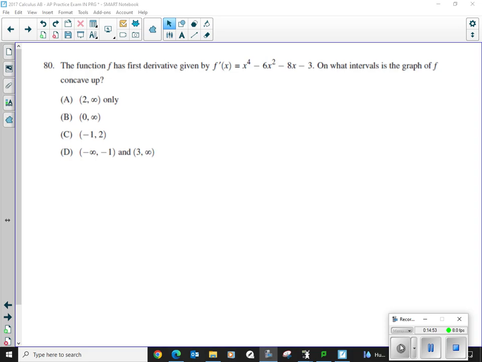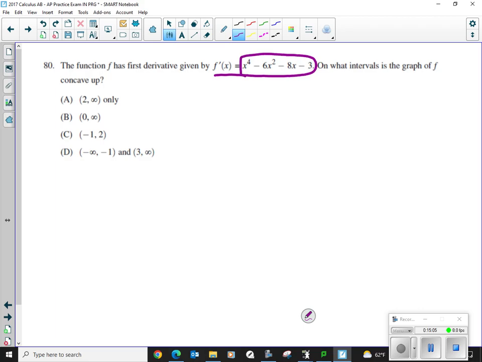Number 80. The function f has a first derivative given by this. This is the first derivative right here. Okay? On what intervals is the graph concave up? If it's concave up, that means the second derivative is positive. Okay? I'm going to use the calculator for this.